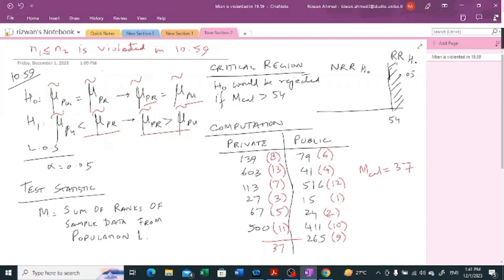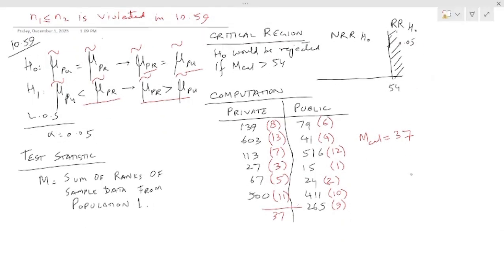When we add the ranks that we assigned to the first column values, the sum comes to 37. Now 37 does not fall in the rejection region, therefore H0 is not rejected, and we write down the decision accordingly: since M calculated does not fall in the rejection region, H0 is not rejected.